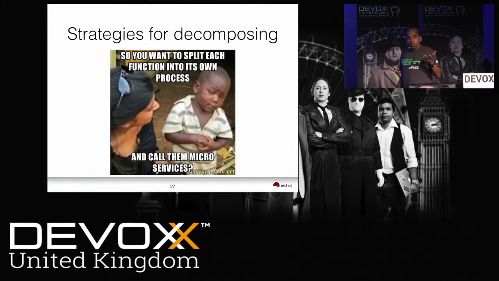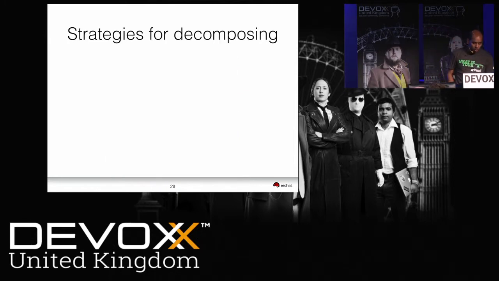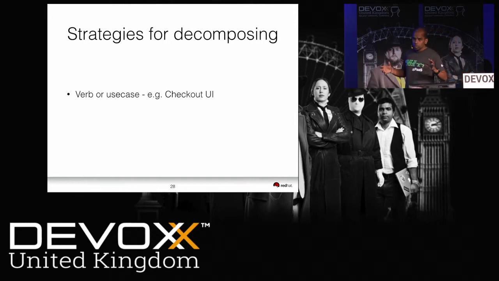So now you got your app. You have a monolith. How do you want to start decomposing it into a microservice? Do you take a function and say, this is my microservice, I'm going to expose a REST endpoint to it? Not really. That's not the recommended strategy. So how do we do it? Well, you look at the verb or a use case. Remember, it's a functional decomposition.